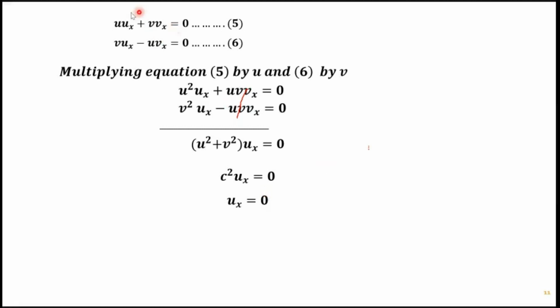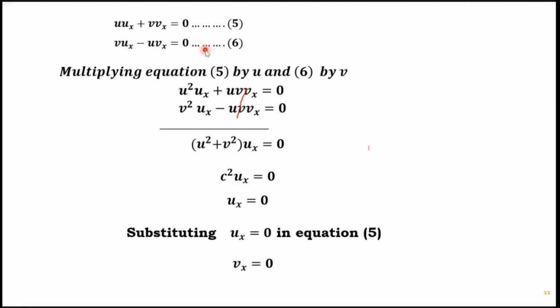Now substituting ux equal to 0 in this, what is the value of vx then? If I substitute ux equal to 0, then what is the value of vx? Is it also equal to 0? It is also equal to 0. So when ux, vx are 0, from CR equations, uy, vy are also 0. So as in the previous problem, I can say that when ux is 0, uy is 0, I will get u to be equal to a constant. Similarly, vx equal to 0, vy equal to 0, I will get v to be equal to a constant.